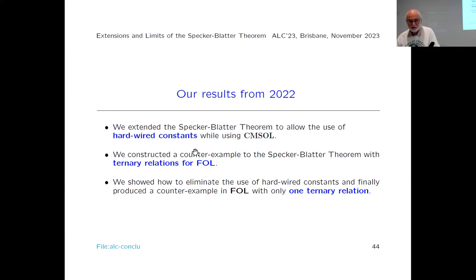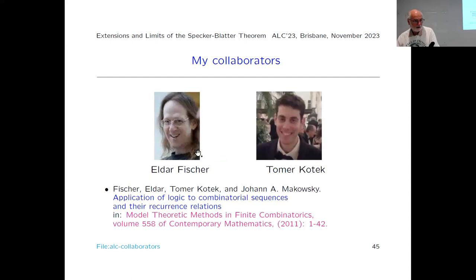So here is a picture of Eldar Fischer. Here is a picture of Tomer Kotek, who was my PhD student. Unfortunately, I lost him to deep learning. But we have a joint paper, which is in the book Model Theoretic Methods in Finite Combinatorics, quite a long paper, which actually covers what we all knew in 2011.